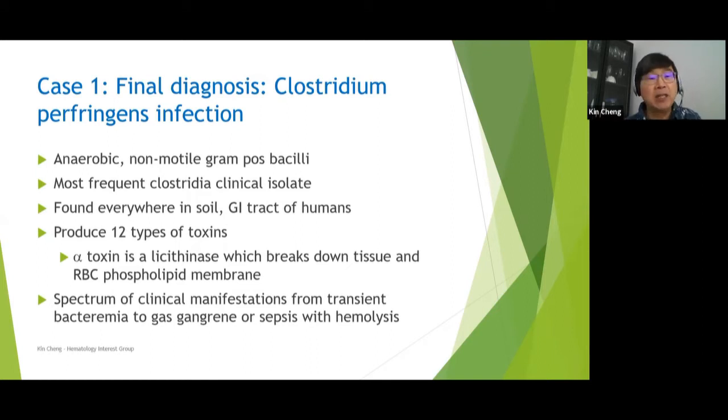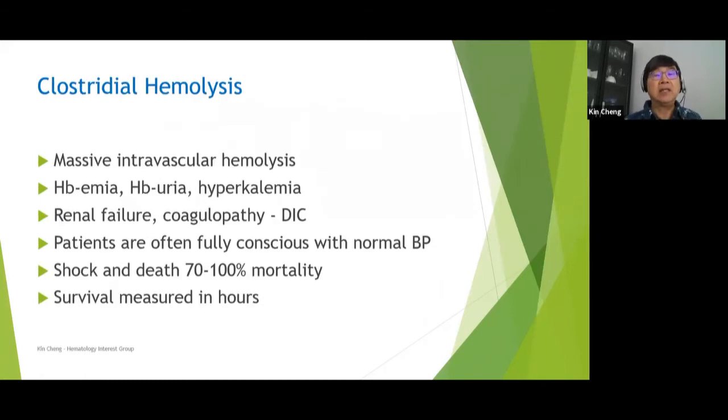And if it doesn't cause hemolysis, it will cause gas gangrene and sepsis and all the other bad things. So in this case, it can cause massive intravascular hemolysis, hemoglobinemia, and hemoglobinuria. And because all the red cells are being lysed, the potassium leaks out, causing renal failure. It's a very bad disease in a way. If it is bad, it can get very, very bad, because it can kill you within hours.